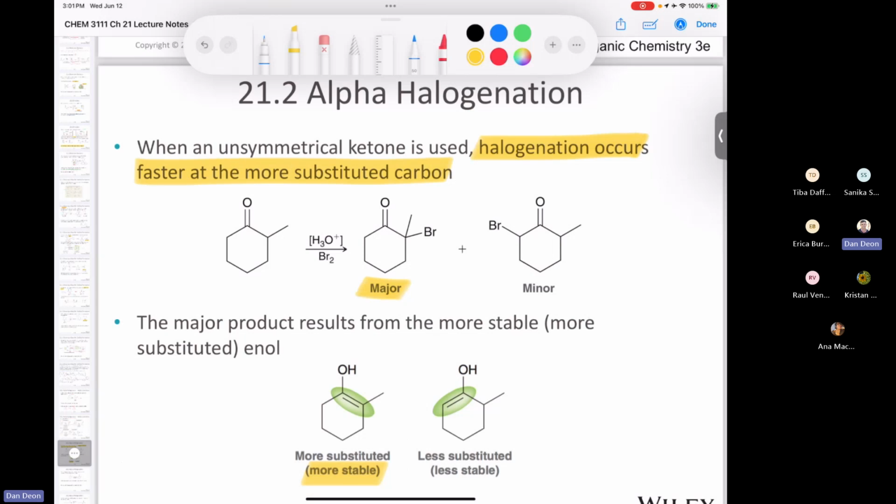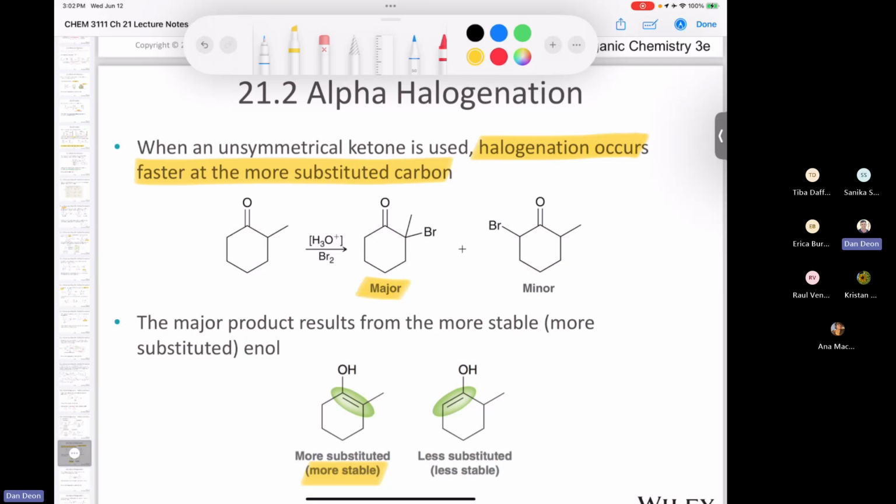And this is something that we ask our students frequently. We'll give them an unsymmetrical ketone. We'll give them the conditions for alpha halogenation, and we'll just say, which side is it going to go to? Okay, everybody with me on that? Give me a thumbs up if you're with me on this.